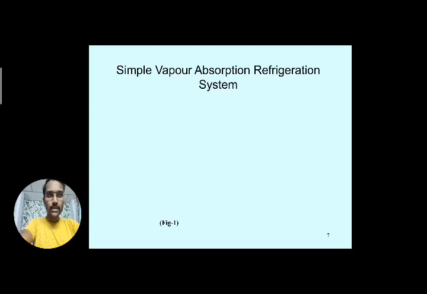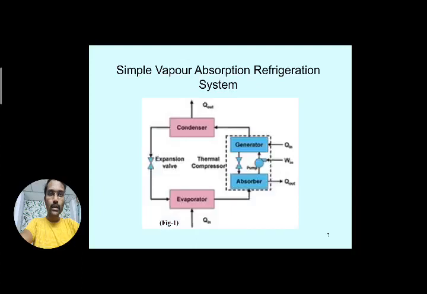In place of the compressor, you can see this line diagram here. We are replacing that compressor with other components. Instead of mechanical energy, it has to work with heat energy. Here you can see these blue color components. Instead of the compressor, we are using the generator and absorber as the main sources.